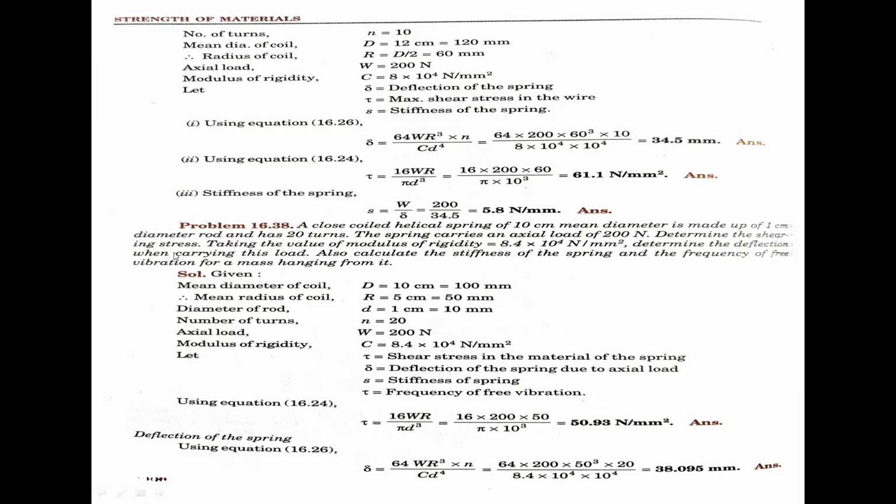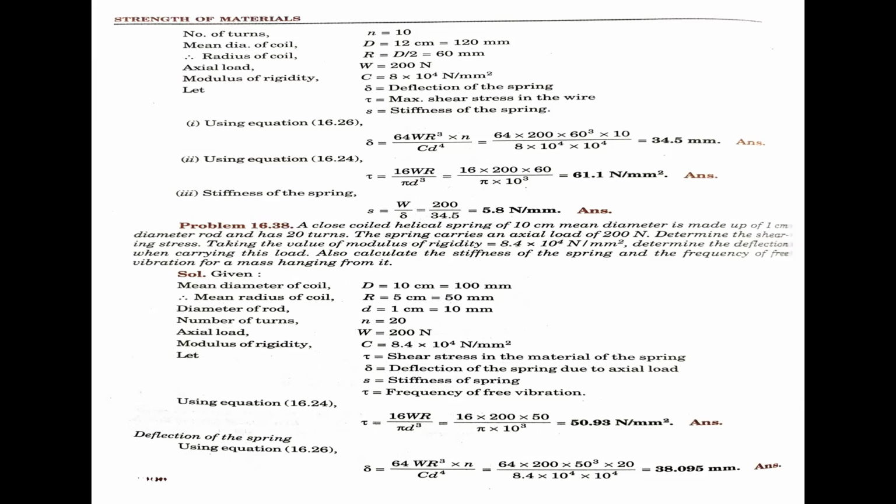Determine the shear stress, taking the value of modulus of rigidity C equal to 8.4 into 10 to the power of 4, also given. Capital C value is given. Determine the deflection when carrying this load. Deflection you also have to calculate. Also calculate the stiffness of the spring and the frequency of free vibration of a mass hung from it. These parameters have to be calculated.